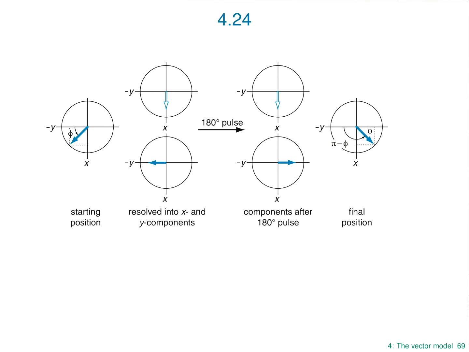So now I can recombine those components, and of course the vector is now pointing downwards to the right, as is shown on the final diagram. And you'll recognize that if you compare the starting position and the final position, they are in a mirror image with respect to the XZ plane.